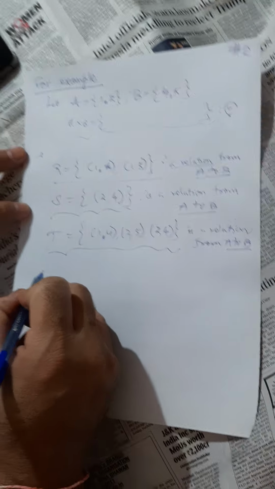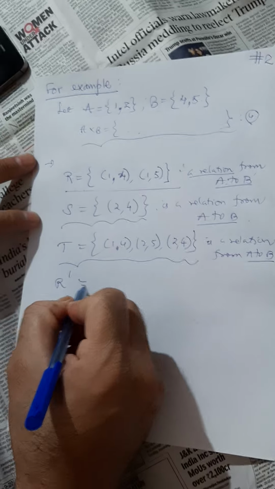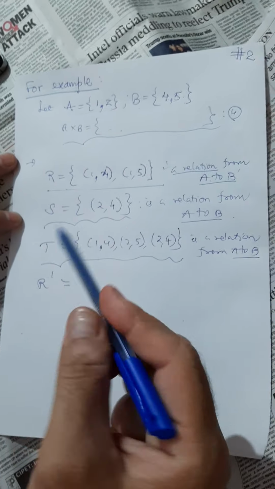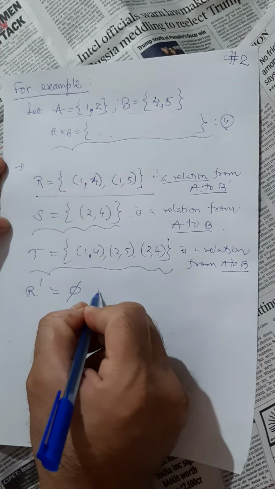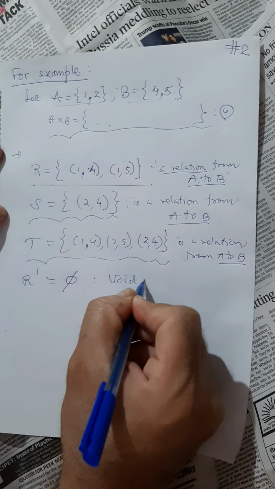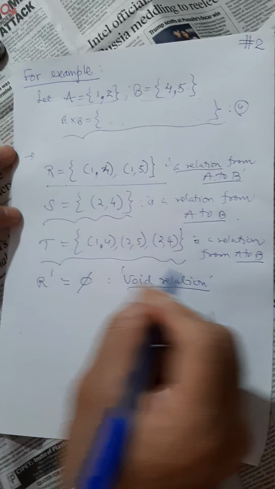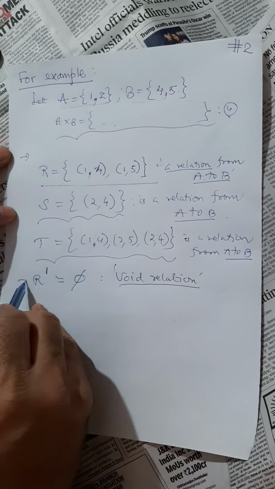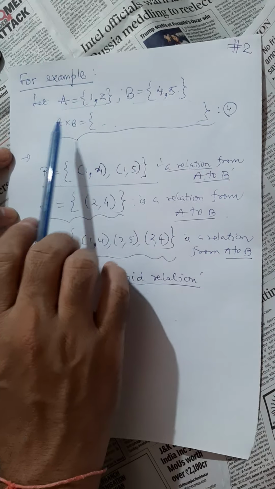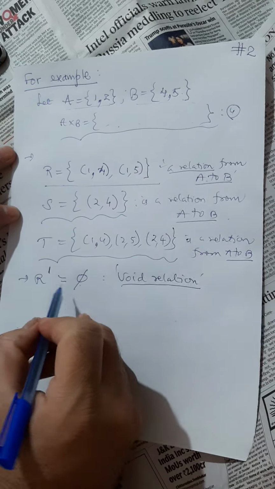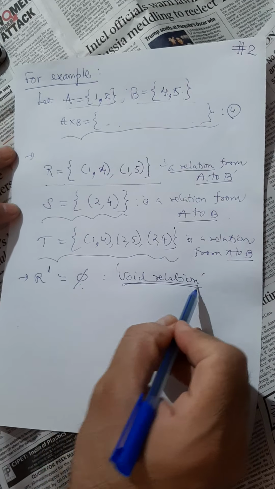You can take one more. Suppose I write R dash. I'm taking no members of this, so just the empty set. So this is called a void relation sometimes. I have taken no members from the A cross B. So this is also a relation, and it is called a void relation.